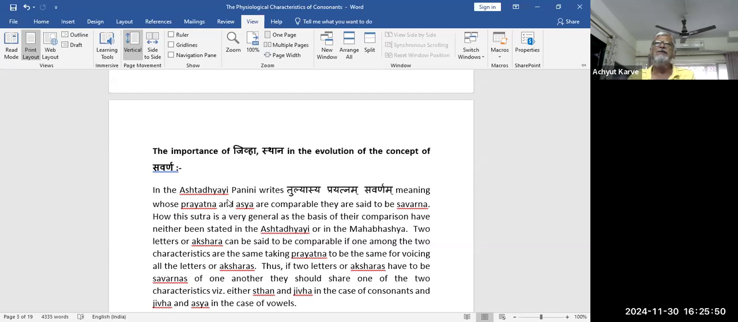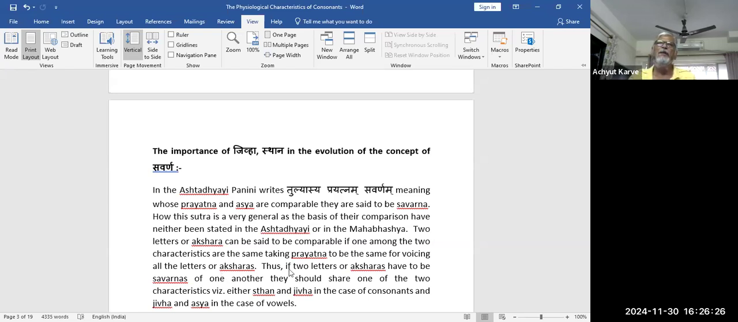In the Ashtadhyayi, Panini writes, Tulyasya Prayatnam Savarnam, meaning those whose sthana and prayatna are comparable are said to be Savarna. This sutra is very general, as the basis of their comparison has been stated neither in the Ashtadhyayi nor in the Mahabhashya. Two letters or aksharas can be said to be comparable if one among the two characteristics is the same, taking prayatna to be the same for voicing all the letters or aksharas.